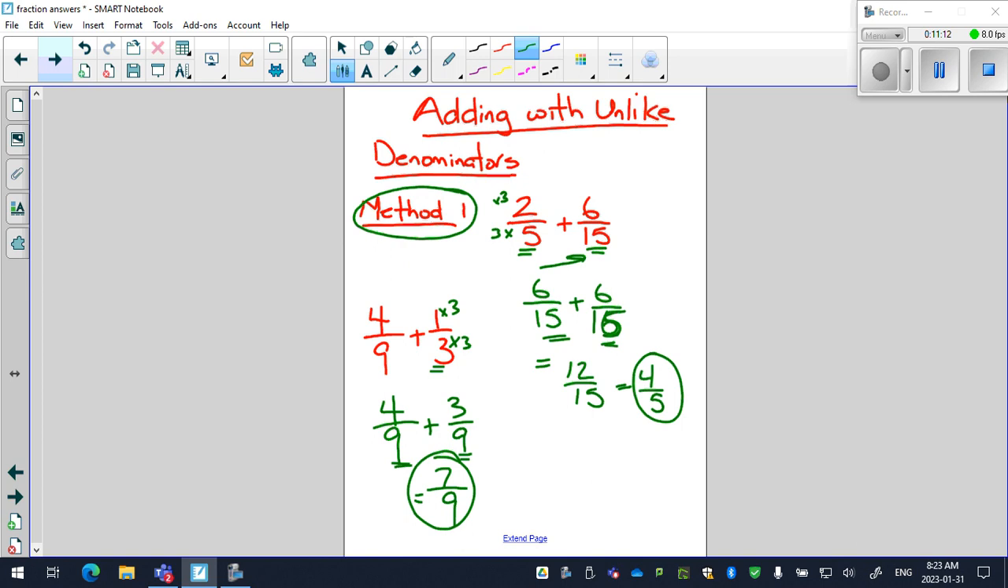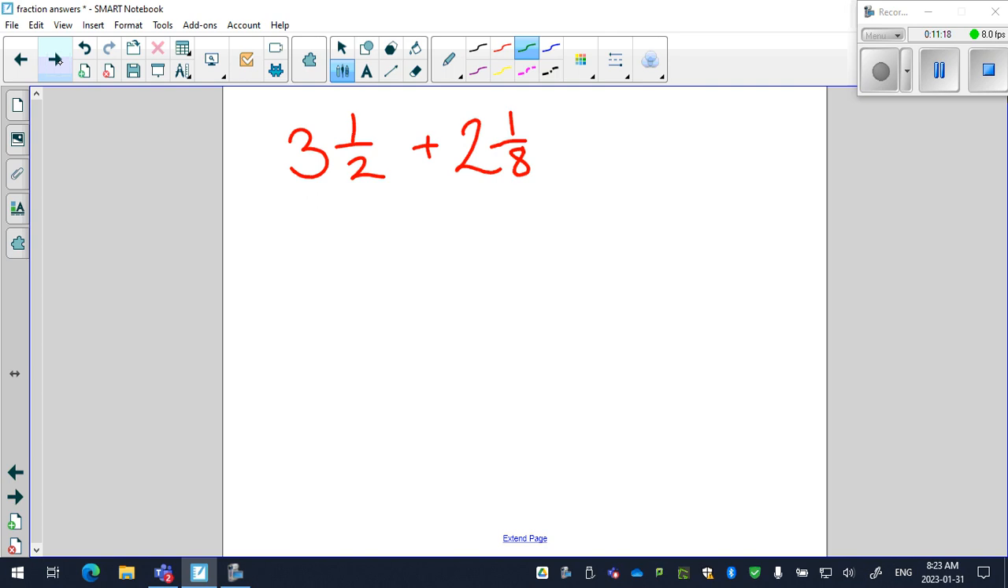So that's the first ones, but what we're also going to do is see what happens when you have mixed fractions. Again, I'd like you to change them to improper fractions first. It's a great habit to get into, and it only takes seconds once you get used to it. So 2 times 3 is 6, plus 1 is 7 over 2, plus 8 times 2 is 16, plus 1 is 17 over 8.